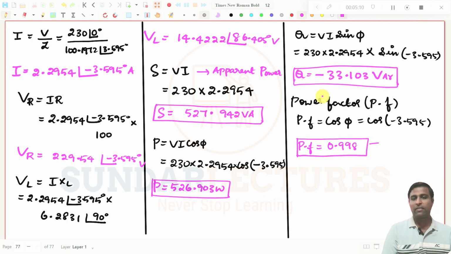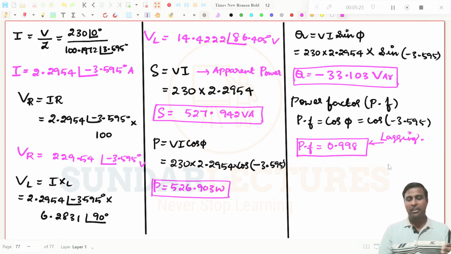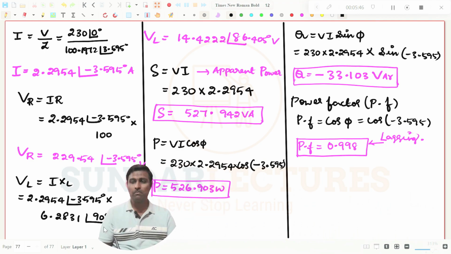I will denote this power factor as lagging power factor. Why am I denoting this as lagging power factor? Since my current is lagging the voltage by some degree, this will be a lagging power factor. Always in an RL circuit, where you can see inductors, the current will lag the voltage by some degree and your power factor will be lagging. And this power factor can also be found by different formulas, which I have already told you.